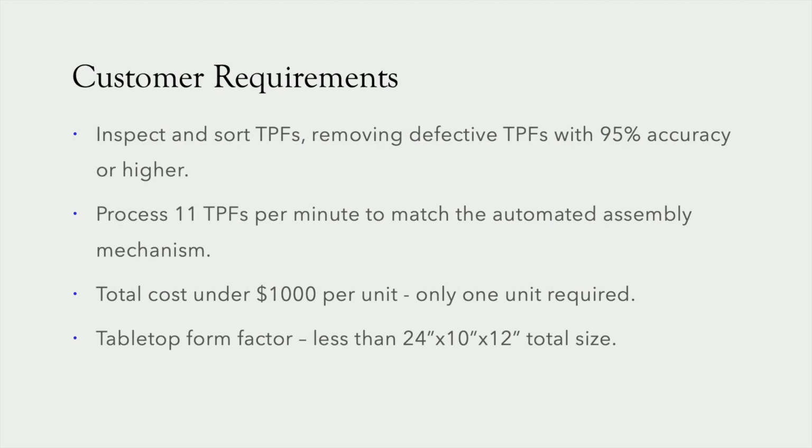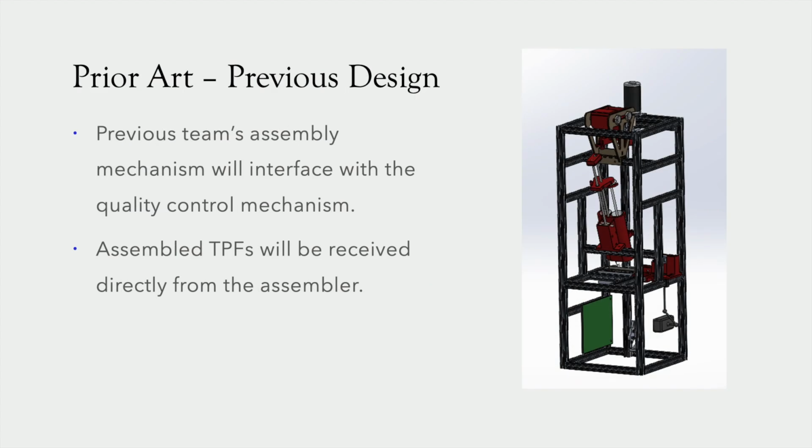Customer requirements are to inspect and sort toothpick flags, removing the defective ones with 95% accuracy or higher. We're going to be processing 11 of those per minute, which matches the automated assembly mechanism. And we're going to keep the cost under $1,000 per unit and be able to be placed on a tabletop.